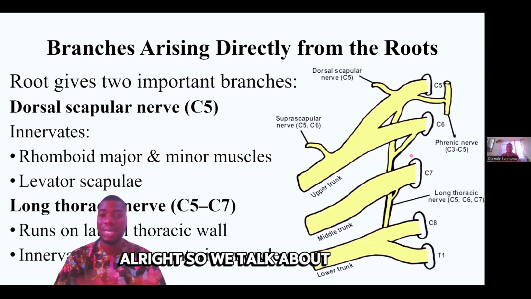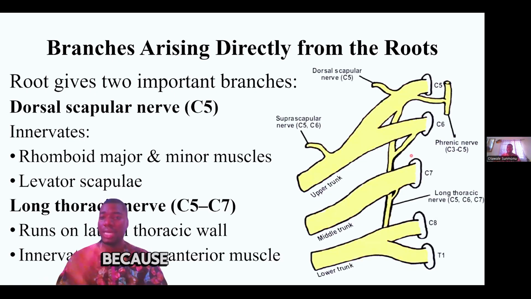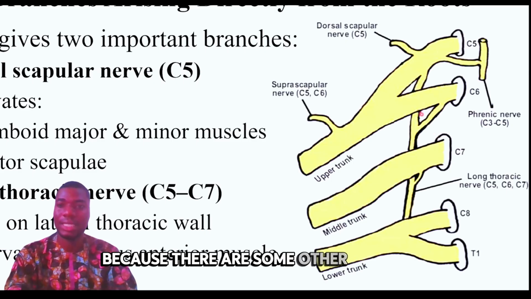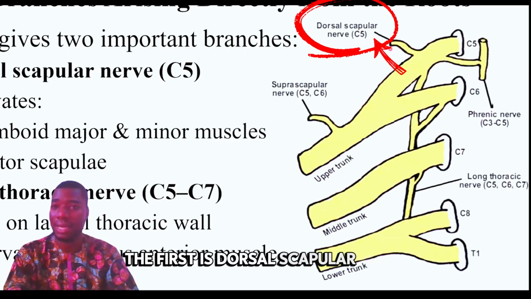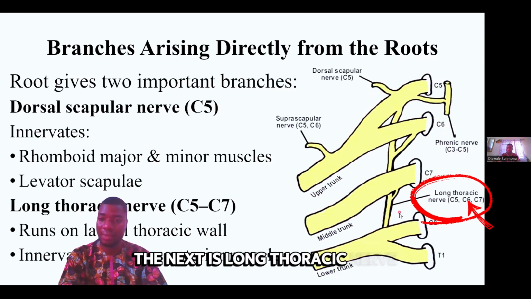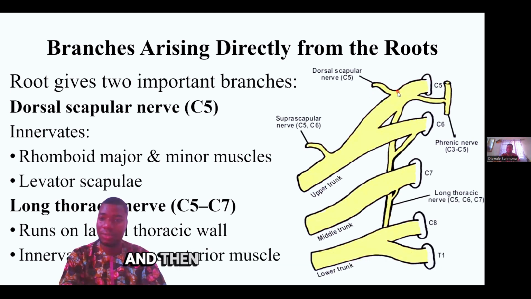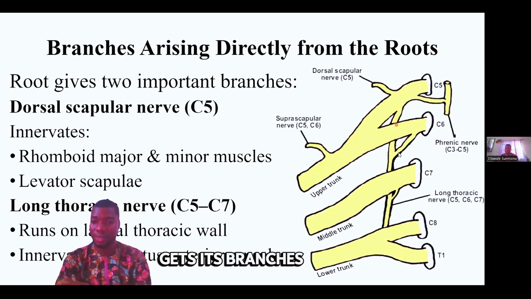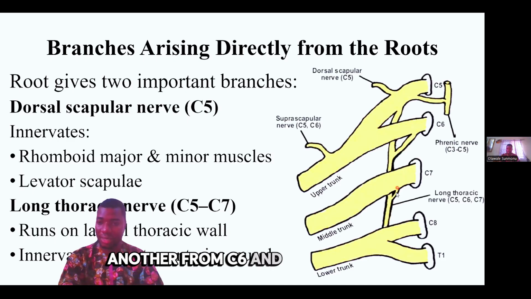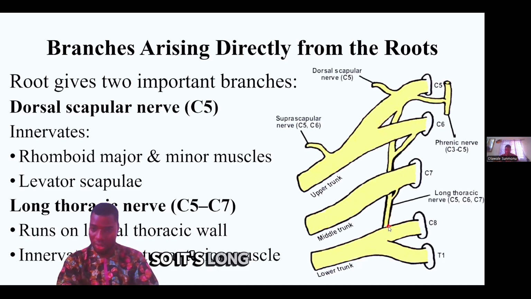All right, so we talk about branches that arise directly from the roots, because there are some other branches that arise. The first is the dorsal scapular nerve. The next is the long thoracic nerve. You can see the dorsal scapular nerve is just a branch of C5, so it goes this way. And then the long thoracic nerve gets its branches from C5, another from C6, and another from C7. So it's the long thoracic nerve.